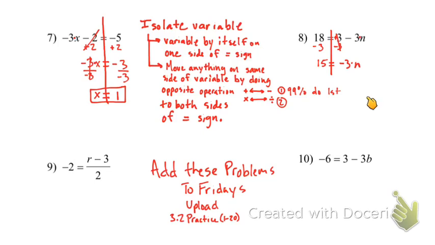All right, n is not by itself. We have to get rid of this 3 now. And what is this negative 3 doing? It is multiplying. What's the opposite of multiplication? It's division. So we're going to divide by negative 3. This cancels out. Let's continue this over here. That's going to give me negative 5 equals n. And we are done.